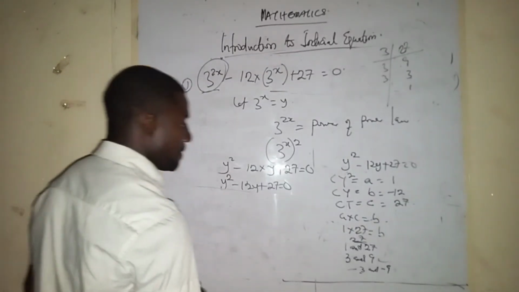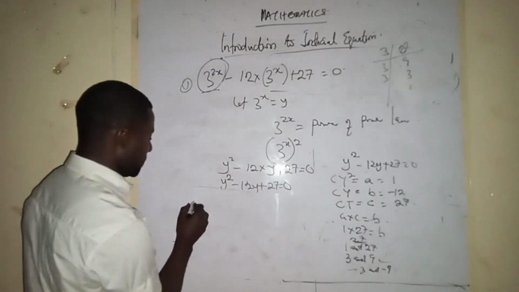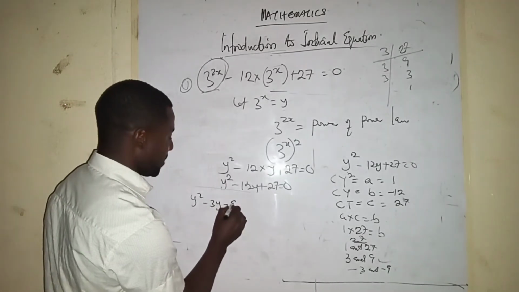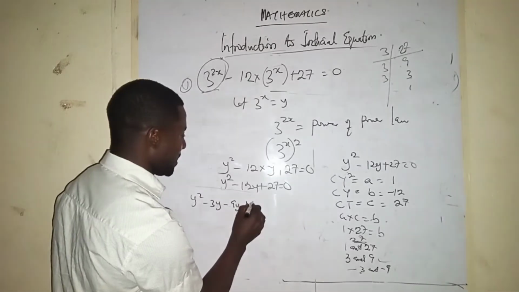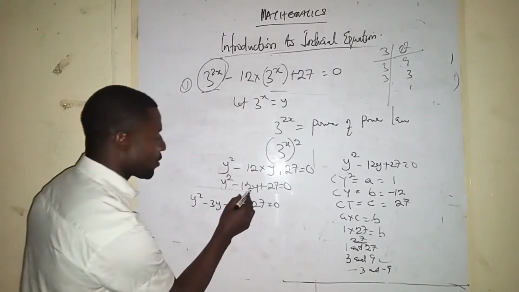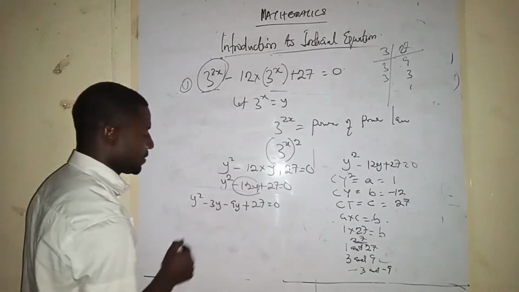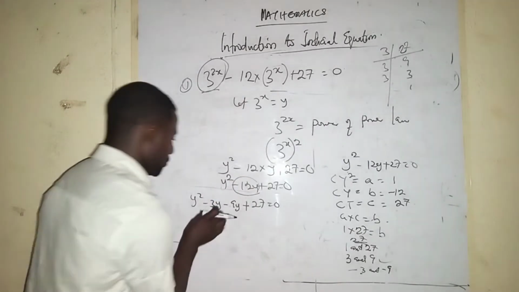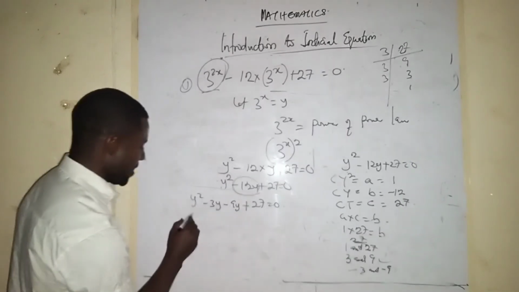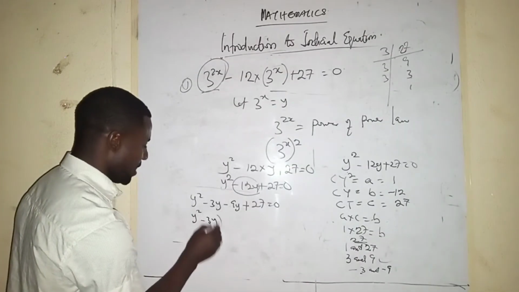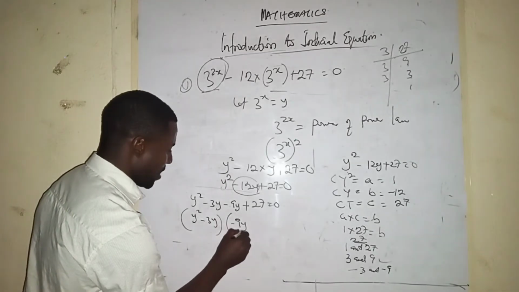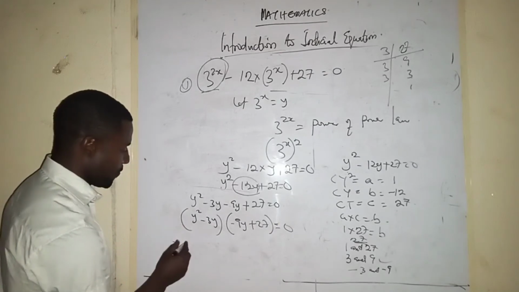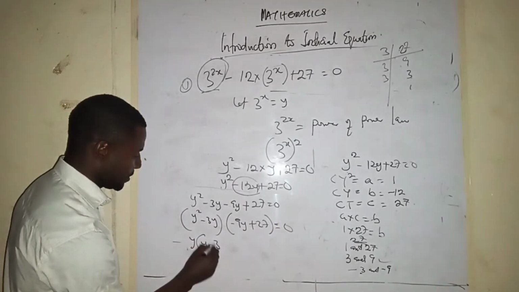Now let's see here. We'll come back to this place. It becomes y squared minus 3y minus 9y plus 27 is equal to 0. So we are splitting the 12 so that we can factorize it to get a value. So these two together: we have y squared minus 3y, we bracket it, minus 9y plus 27 is equal to 0. We factorize y minus 3.